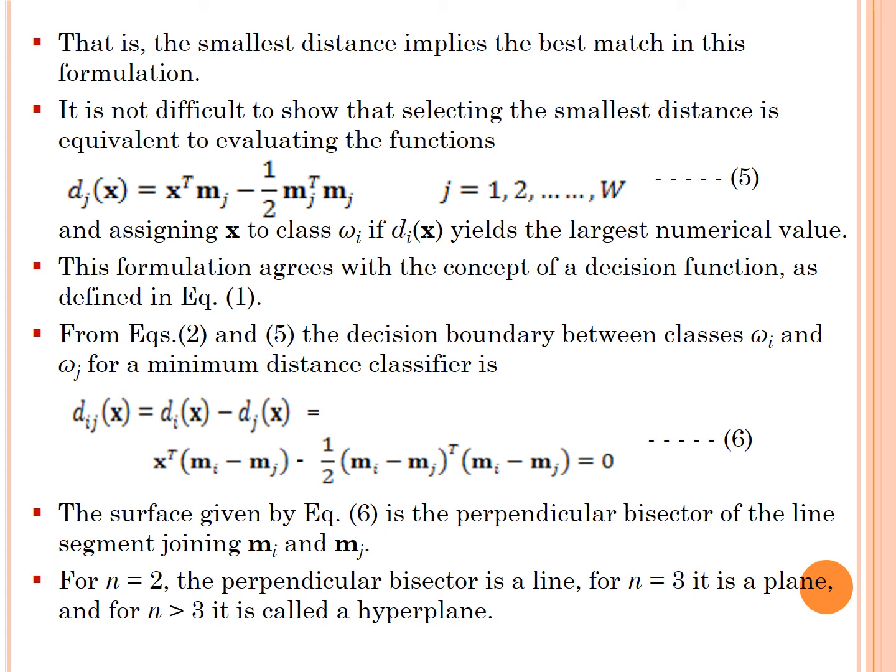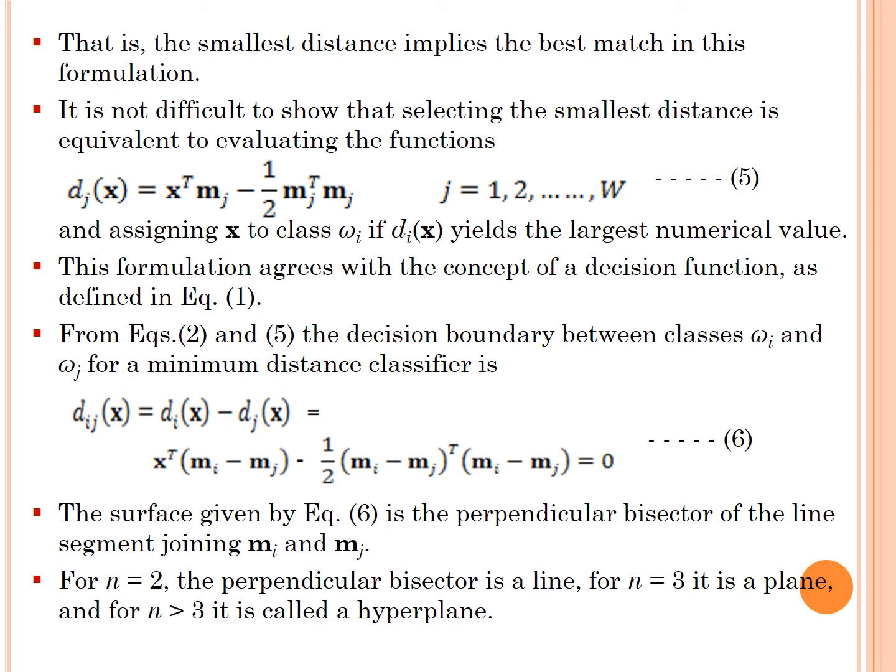It is not difficult to show that selecting the smallest distance is equivalent to evaluating the functions d_j(x) = x^T m_j - (1/2) m_j^T m_j for j = 1 up to W, and assigning x to class w_i if d_i(x) yields the largest numerical value. This formulation agrees with the concept of a decision function as defined in equation 1.